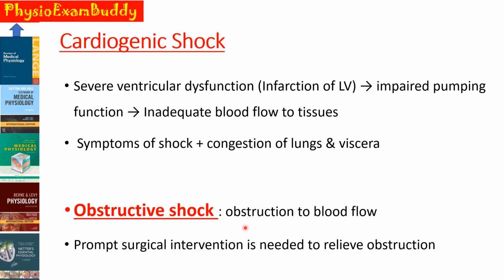Obstructive shock is mainly due to obstruction to the blood flow. When the obstruction is due to tension pneumothorax with kinking of the great veins, or bleeding in the pericardium with external pressure on the heart as in cardiac tamponade, prompt surgical intervention is required to prevent death.